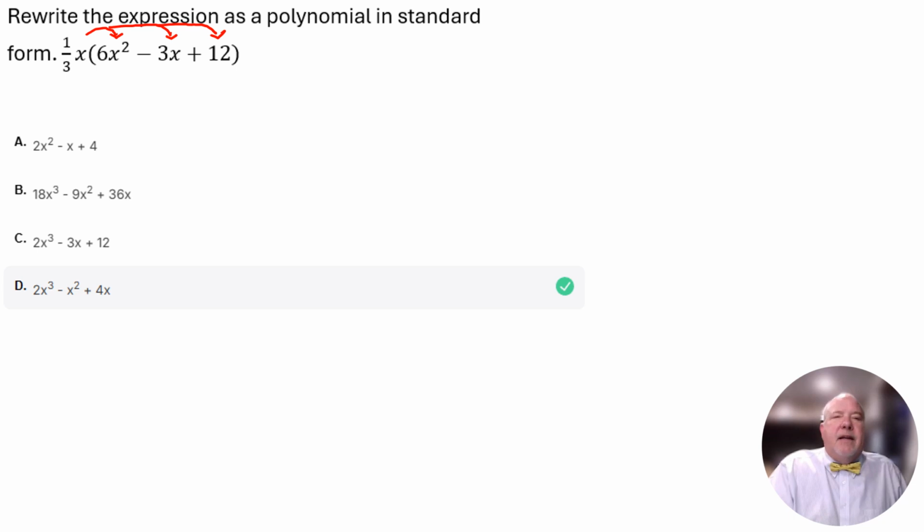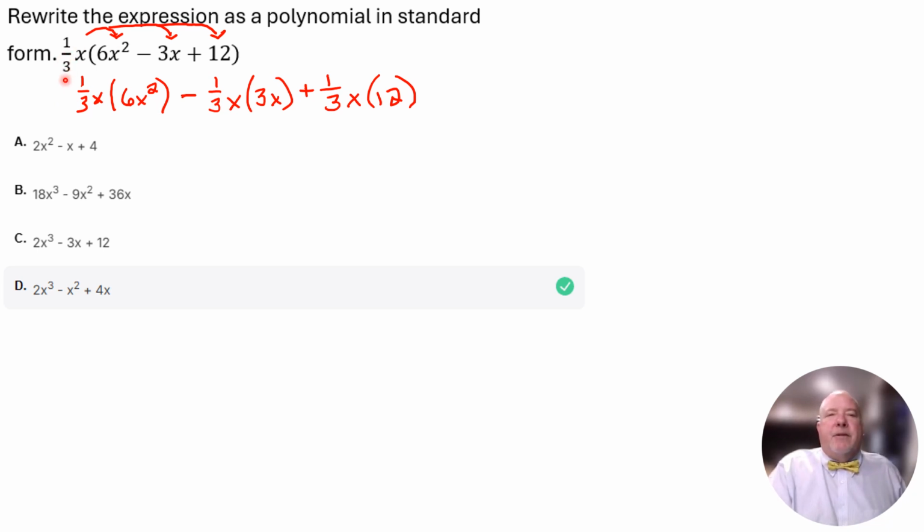So I'm just going to write this out long ways, so you don't have to write all this out. I'm taking the 1/3 x, and then I'm multiplying that times the 6x squared. And then I have minus, and I'm going to take the 1/3 x and multiply it times the 3x, and then plus 1/3 times the 12. So I'm taking all of the terms inside the parentheses, these three terms, and multiplying each of those three terms by 1/3 x, what's outside the parentheses.